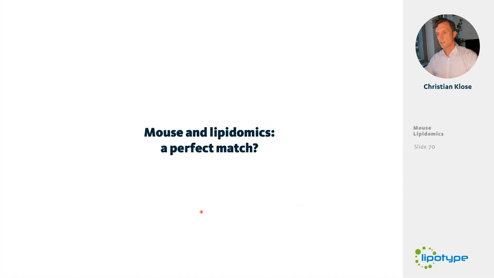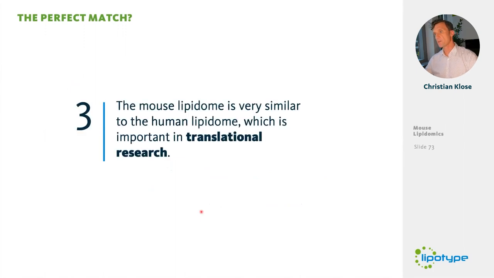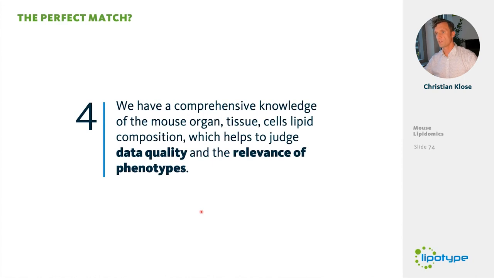So coming back to our initial question, mouse and lipidomics, is it really a perfect match? Well, first of all, as I have shown in the beginning, we've seen excellent technical performance for shotgun lipidomics for mouse samples, which is good. We require only low sample amounts, which is important for mouse since it's a tiny animal, right? An important aspect is also that the mouse lipidome is very similar to the human lipidome. Of course, there are quantitative differences, but qualitatively, it's more or less the same, which is a very important aspect in translational research.